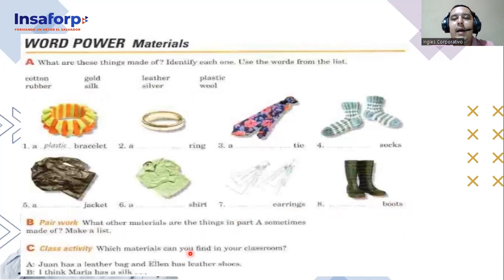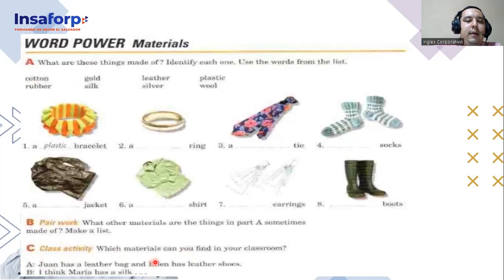I don't know what you have over your table. If you have something that is made of, not only this specific material, but some other. I don't know, the majority of you maybe have a cell phone, some others have napkins. We can work in this way.